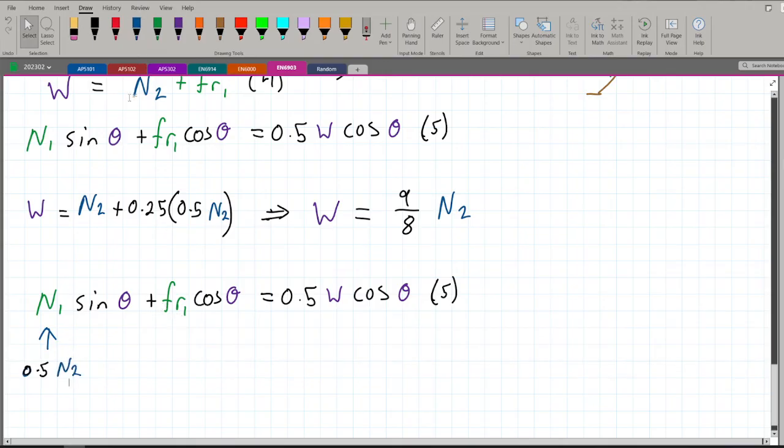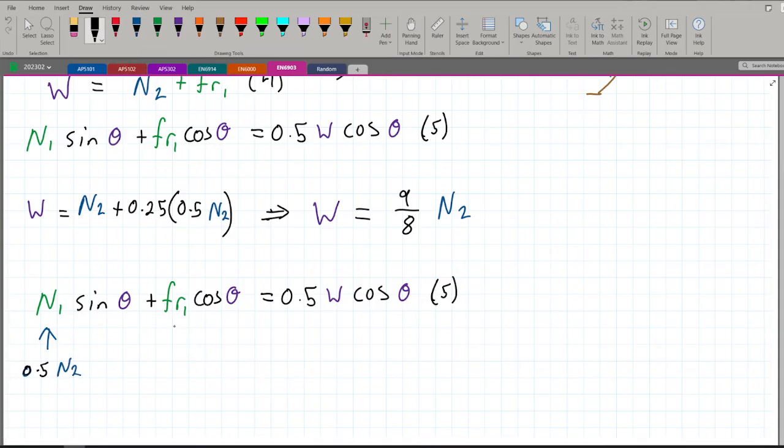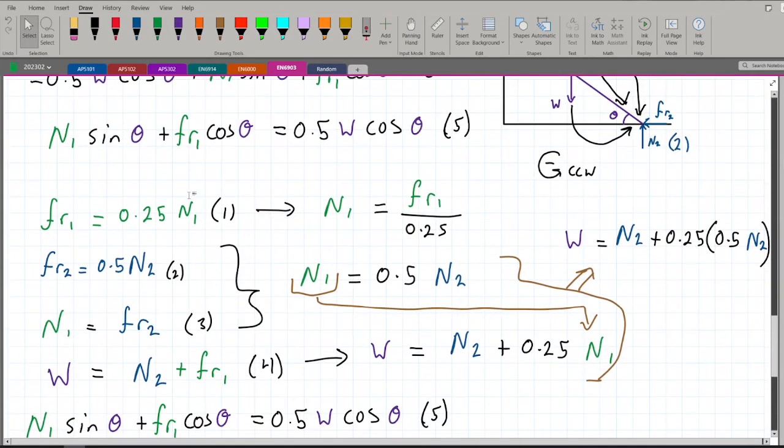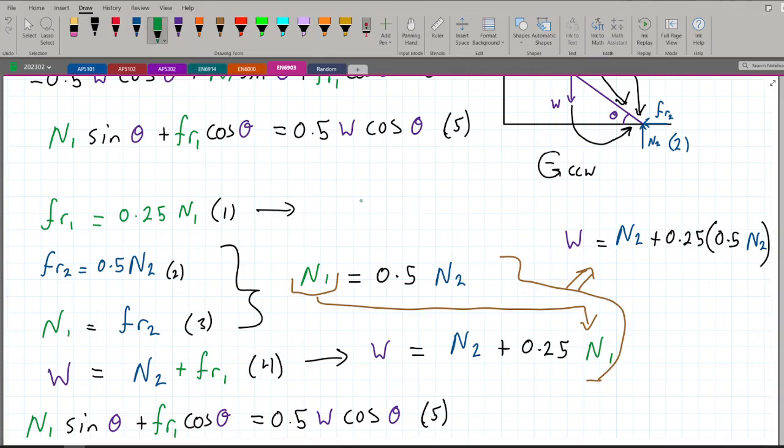Okay. Same thing here for FR1. We know that FR1 is equal to 0.25 N1, and we know that N1 is equal to 0.5 N2. All right. So instead of this equation, I should have written it this way. FR1 is equal to 0.25 N1, which is 0.5 N2. All right. This is how I would do my substitution.